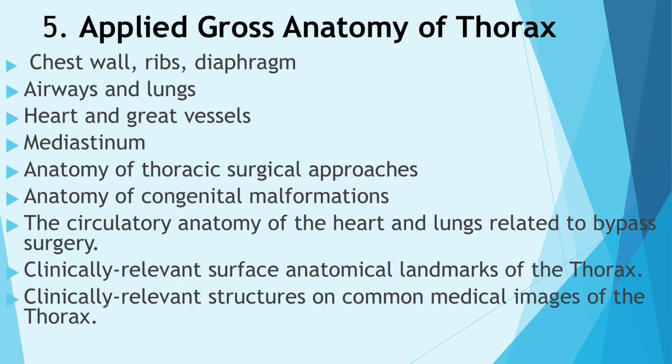Next topic is applied gross anatomy of thorax, a review of the chest wall, ribs, diaphragm, airways and lungs, heart and great vessels, mediastinum, anatomy of thoracic surgical approaches. You need to appreciate what the cardiothoracic surgeons do. So they need a good knowledge of anatomy. Anatomy of congenital malformations. How do congenital malformations that you find in the thoracic region, how do they come up? You have to understand that.